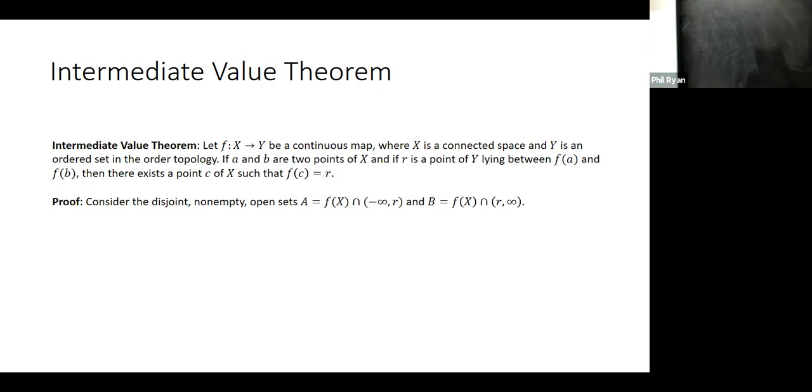I don't think it was this short when we proved this in advanced calc. Did you have the property of connectedness in advanced calc? No. So that's, yeah. I think there was some iterative process or something we used.